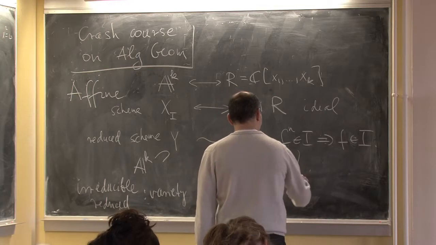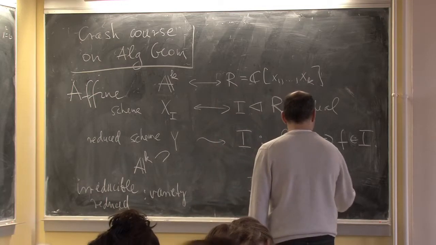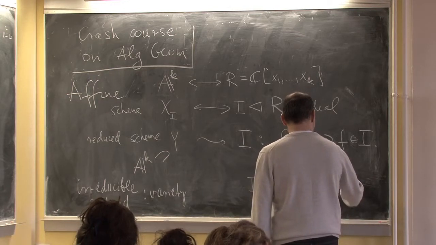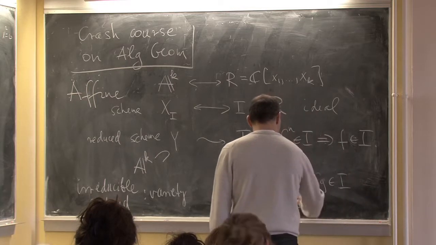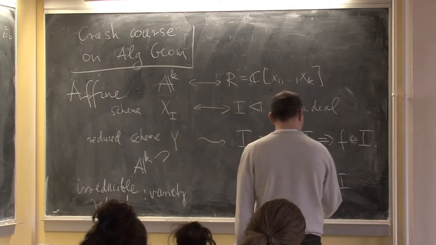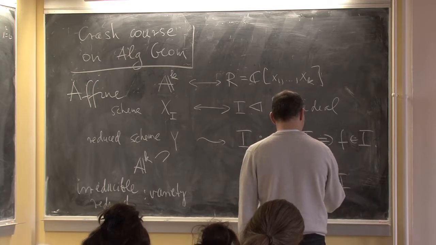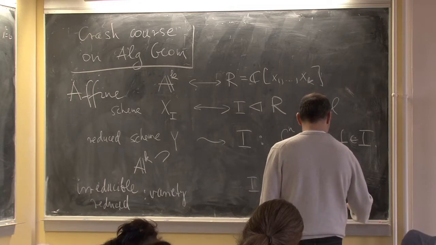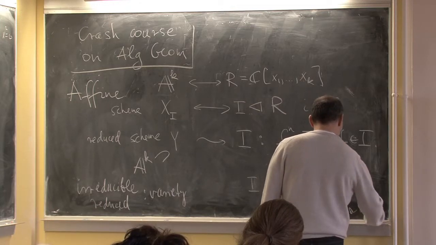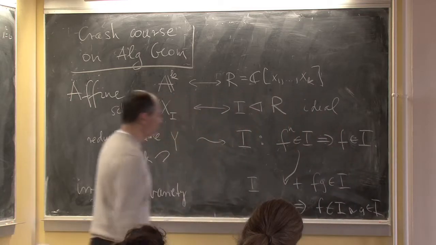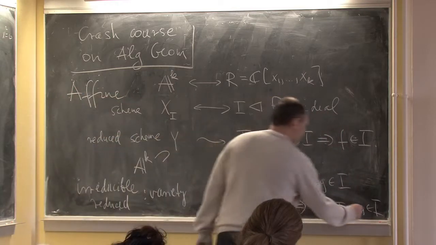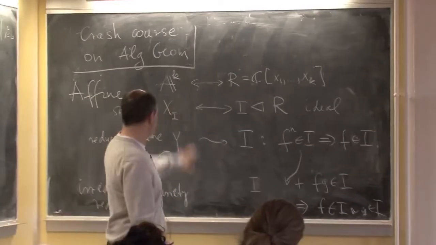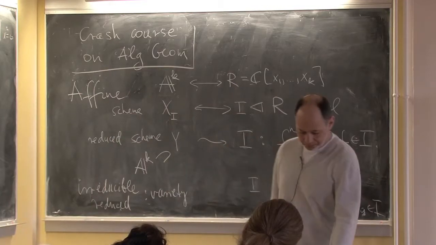Plus we have the condition that if fg is in I, then f should be in I, or g should be in I. I guess that's what prime is. But that just means that it has just one component. Okay, so this is the basic language.